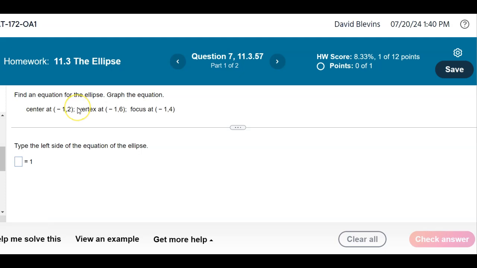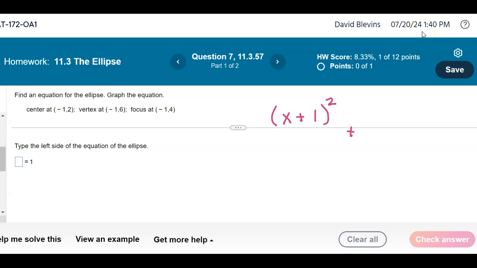Hey, Tree class, let's go over how to deal with it when the center is not at the origin. So when my center is not at the origin, we're going to subtract the x coordinate of the center from x. So instead of x squared, it's going to be (x plus 1) squared because we're subtracting negative 1. That's the same as plus 1.